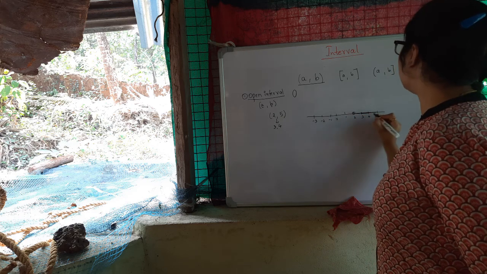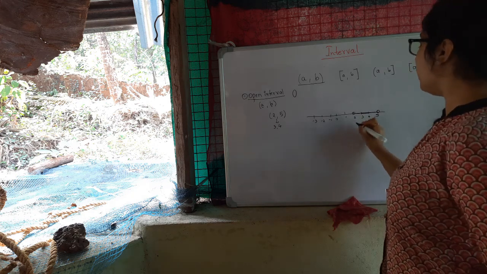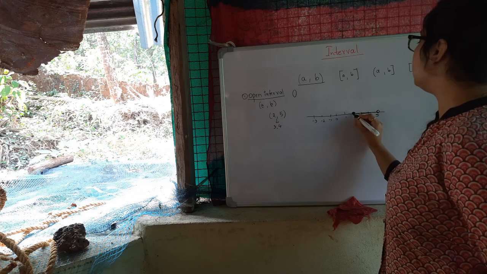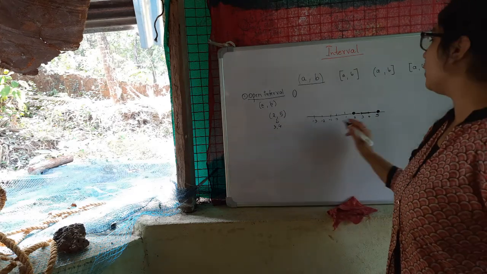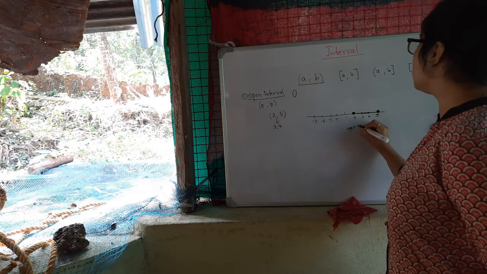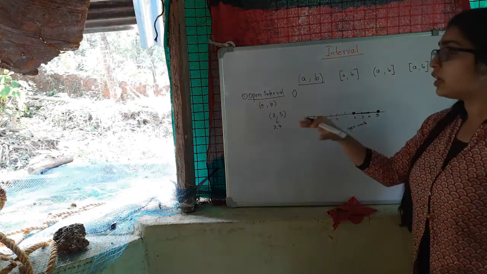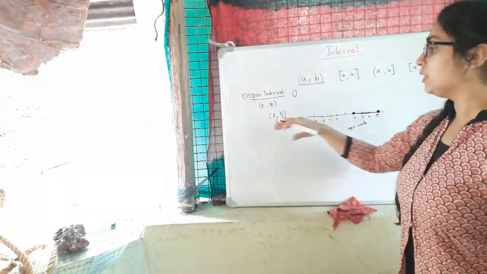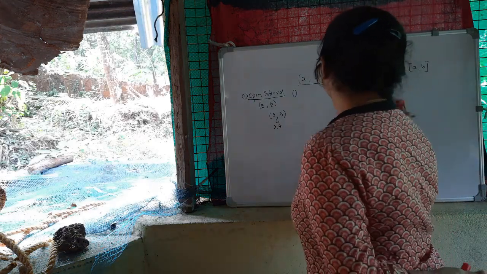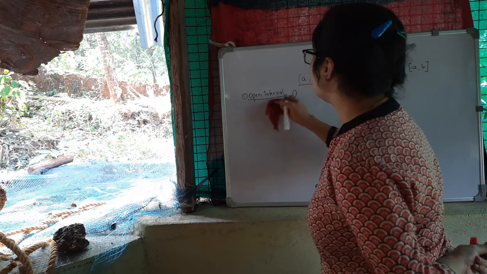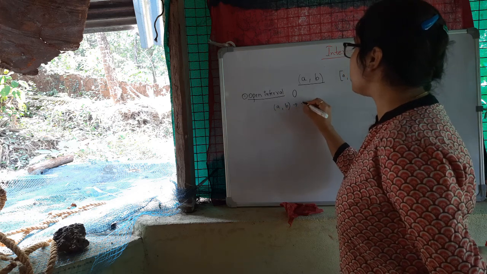So I will use an open circle here. But if 2 and 5 were included, I would have used the filled in circle to represent that even 2 and 5 are included in that. So since these are not included, I'll be using open circle. So you have open circle, filled in circle and a thick line to represent the numbers in this interval. So this is an open interval. This is the interval notation. A comma B, this is interval notation.